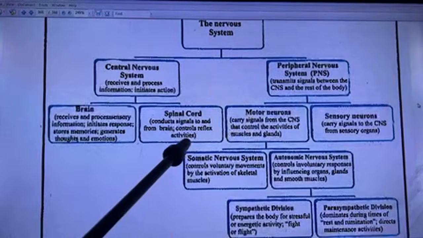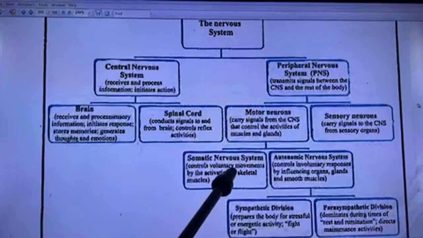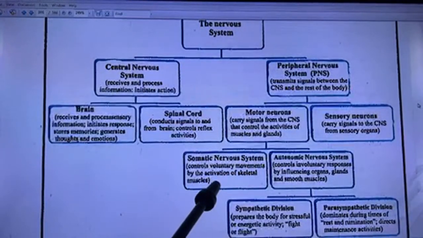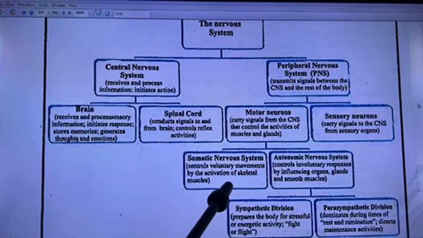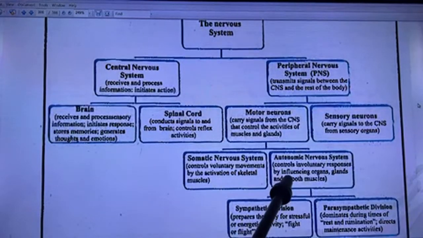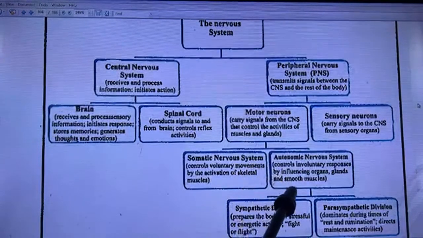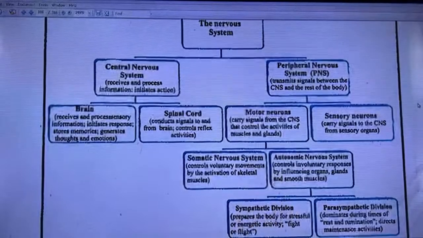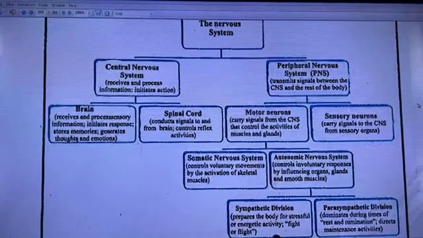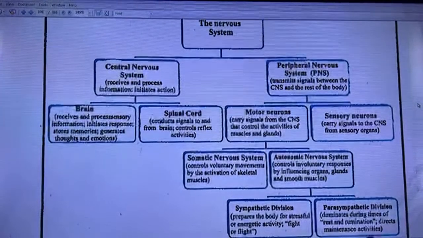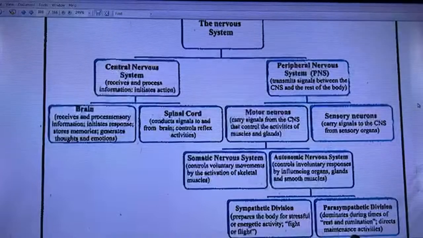Motor neurons: somatic nervous system controls voluntary movements by the activation of skeletal muscles. Autonomic nervous system controls involuntary responses by influencing organs, glands, and smooth muscles. Sympathetic division prepares the body for stressful or energetic activity, fight or flight. Parasympathetic division dominates during times of rest and rumination, and directs maintenance activities.